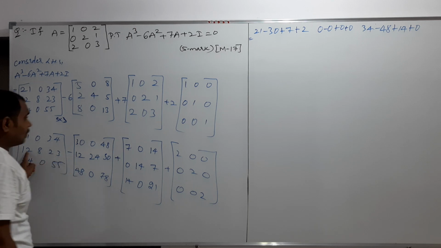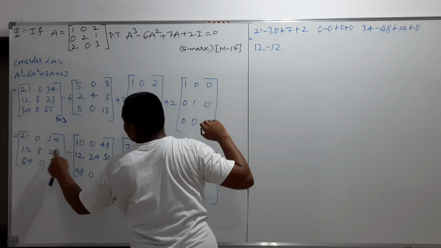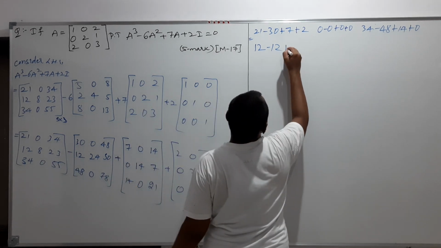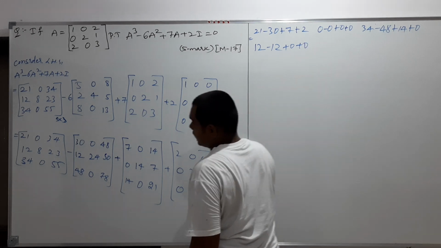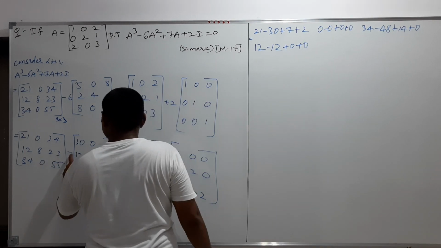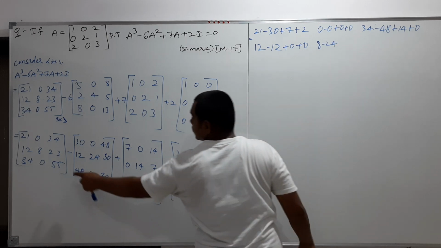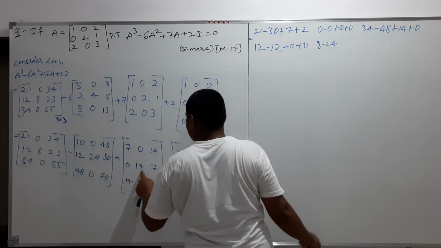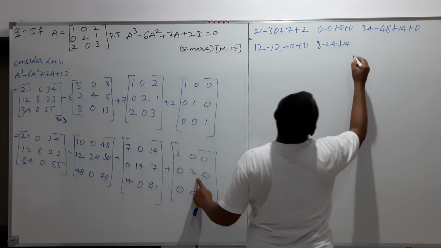Next, my dear students, here it is: 12 minus 12 plus 0 plus 0 plus 0. Clear? Next, my dear students, 8 minus 24 plus 14 plus 2.